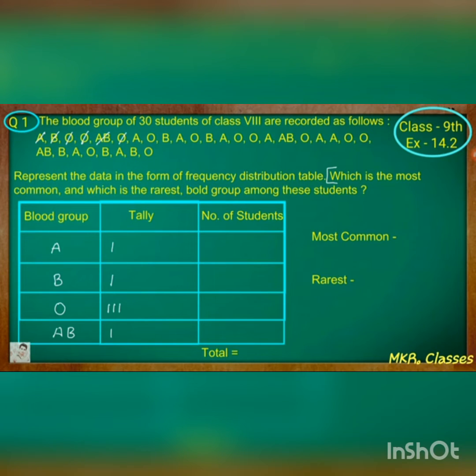O, A, O, B, A, O, B. Now we will go on cancelling and go on adding the tally marks.